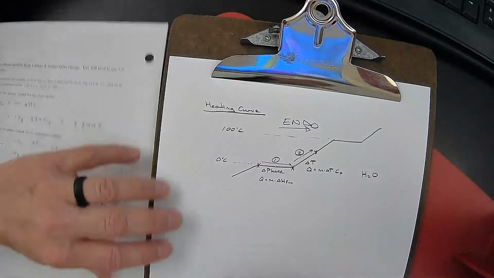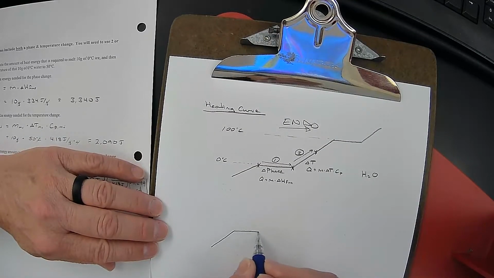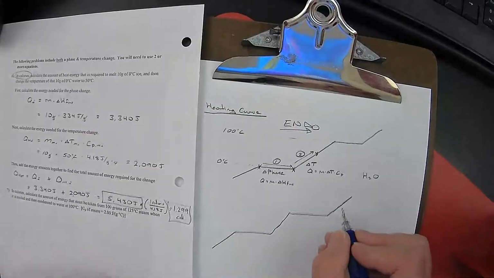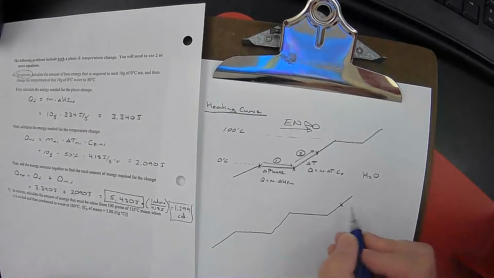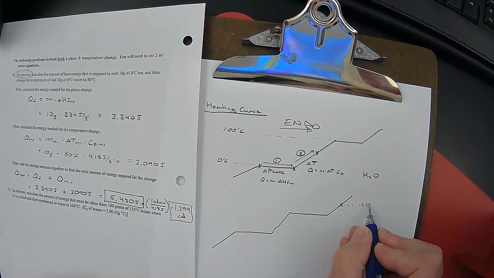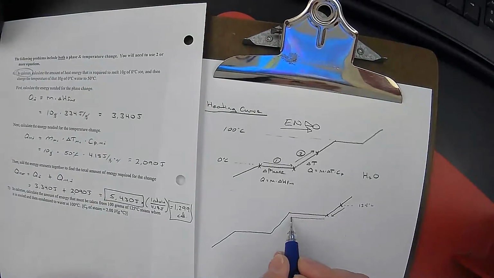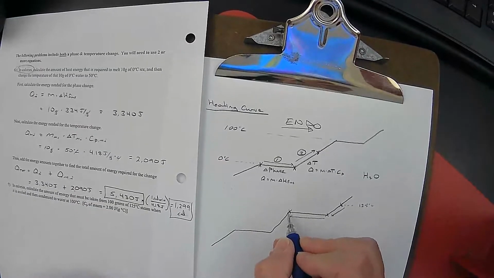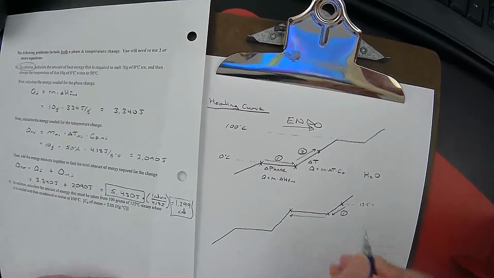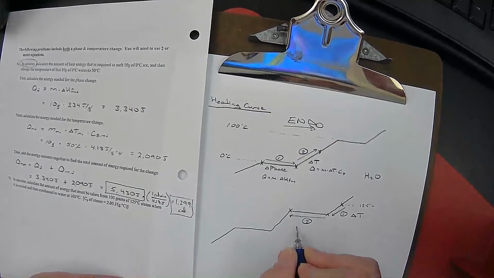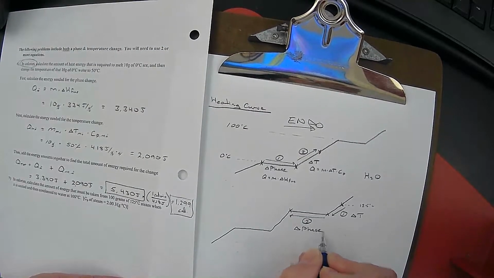So now this is the second one. Here's our heating curve. This time they're telling us that we started at 125 degrees Celsius, right here. Now we go down to here. The steam changes temperature, and then the steam turns all into liquid. So we have step 1 and step 2. Step 1 is a change in temperature. Step 2 is a change in phase.